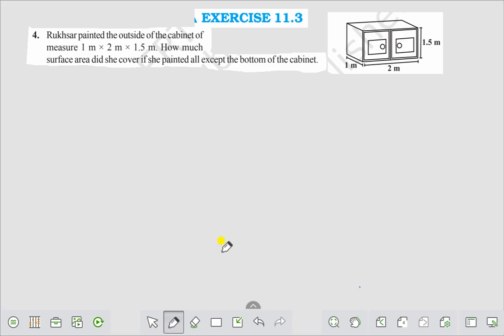Hello everyone. Today I'll discuss exercise 1.3 question number 4. Ruxer painted the outside of the cabinet of measure 1 meter by 2 meter by 1.5 meter. How much surface area did she cover if she painted all except the bottom of the cabinet? Let's solve.